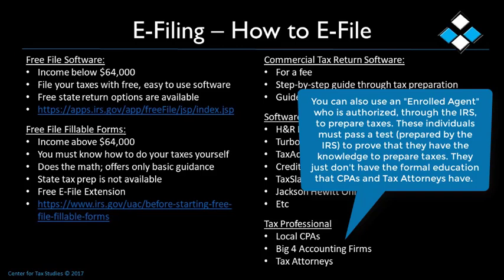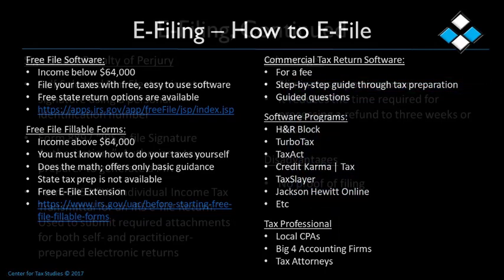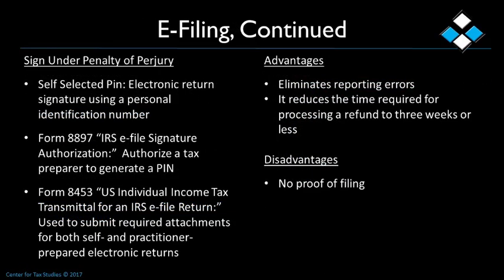When you e-file, you still have to sign under penalty of perjury that the information that you have provided on your tax return is correct. When e-filing, you provide an electronic return signature using a personal identification number, a self-selected PIN. You must also sign a Form 8879, which is the IRS's e-file signature authorization, which authorizes a tax preparer to generate a PIN, or a personal identification number, for you.